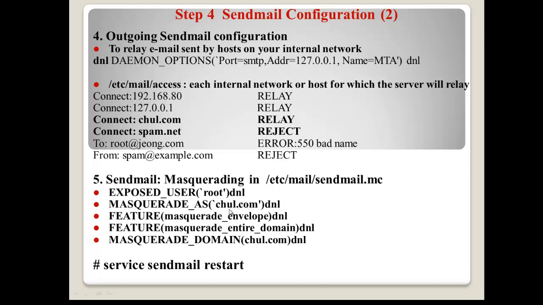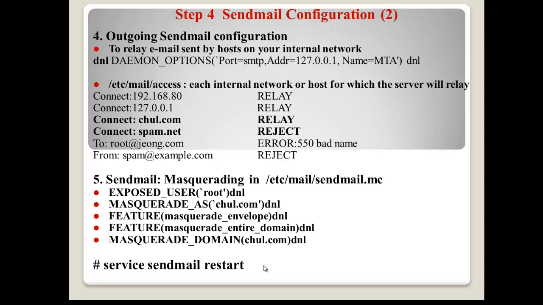Masquerade envelope and masquerade entire domain, the masquerade domain child.com. It means, in my case, in this video, I will use two domains, child.com and jung.net. Even if I use two domains, but if I use masquerade like this, all the mail at the destination will only show the domain child.com, not jung.net. This is masquerading.